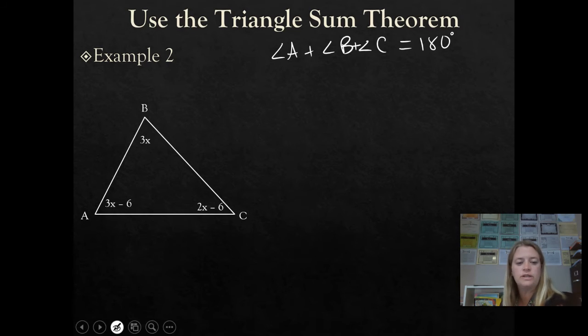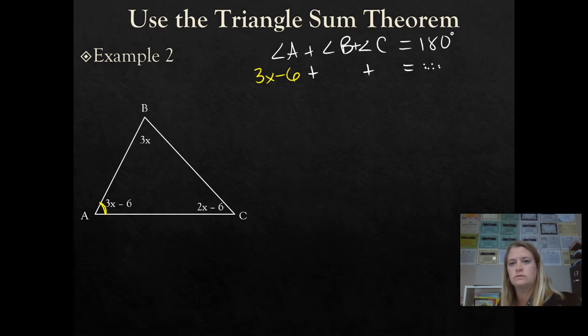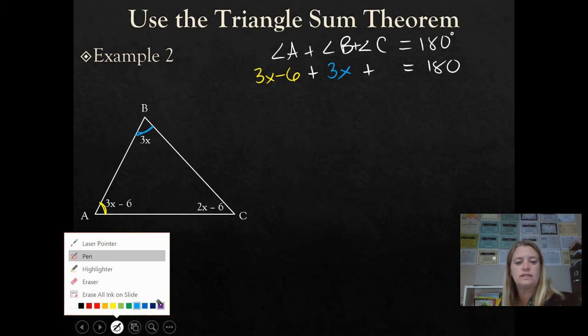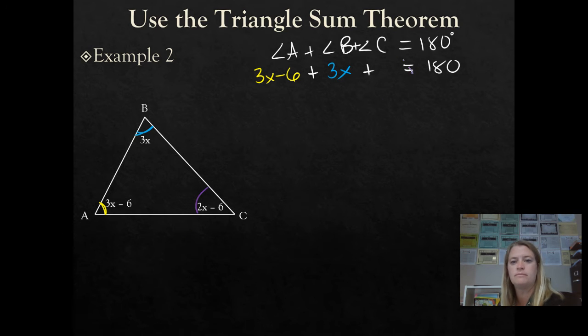So we know angle A is this one, so we're going to just write 3x minus 6, and then we're going to add. And then we have angle B is 3x and we have angle C is 2x minus 6. I'm going to have to write that really small. And so that is angle A plus angle B plus angle C has to equal a total of 180 degrees.